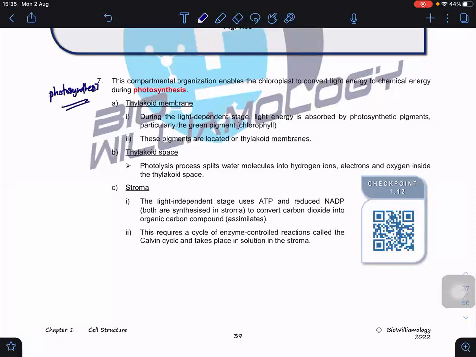So these compartmentalizations enable the chloroplast to convert light energy to chemical energy during the process of photosynthesis. So again, what is the role? The general role is that the chloroplast acts as the site of photosynthesis.